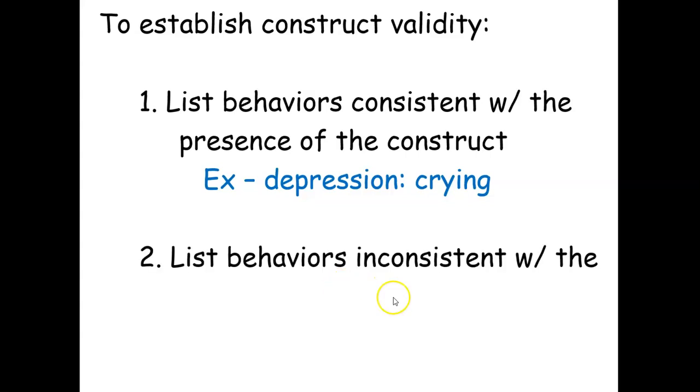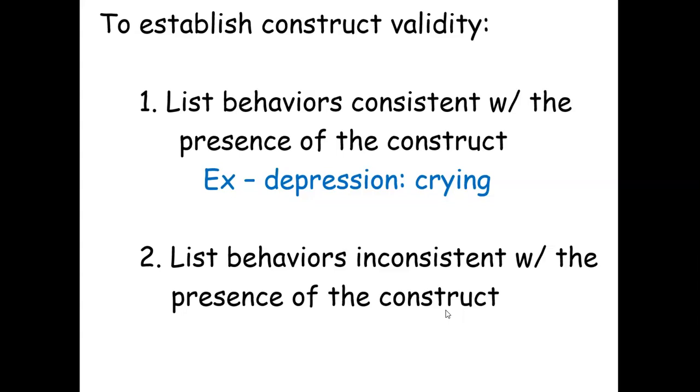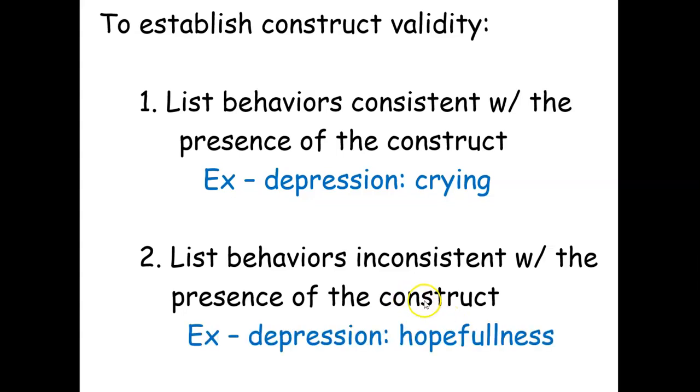Then you want to list behaviors that are inconsistent with the presence of the construct. So think about behaviors that don't go along with intelligence. It would be things like a poor memory, although people can have poor memories and be highly intelligent, but a weak vocabulary, a lack of problem solving skills, kind of the opposite of the first one that we just did. For something like depression, having hopefulness. If a person has the characteristic of hopefulness, that doesn't typically go hand in hand with depression. So we make two lists of behaviors and then we measure them both to try and establish this.